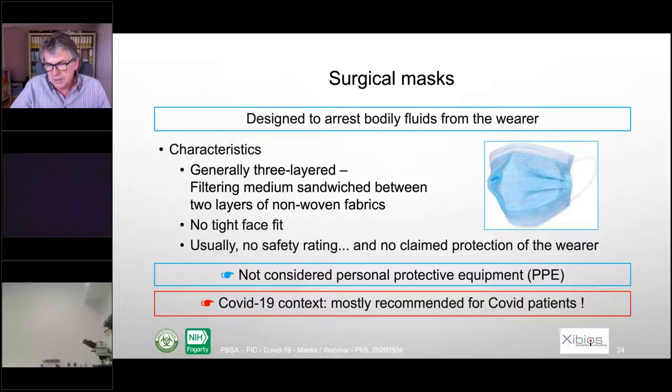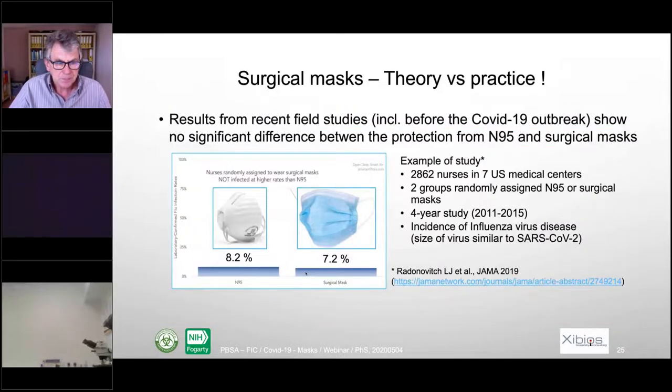In a COVID context, that means that it's mostly recommended for COVID patients, and normally it's not recommended that the healthcare people and laboratory people wear that for their own protection. That's the official recommendation. Still, I want to present you this kind of study. This comes from one of the first studies that was done on the comparison between a surgical mask and an N95 mask. It was done before the COVID outbreak, but there are a few new studies that have been done in between.